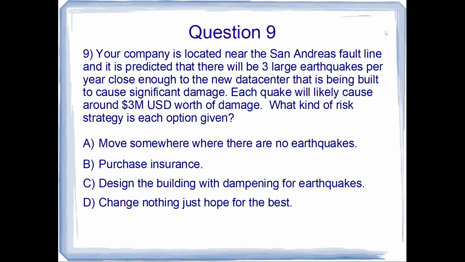Question 9. Your company is located near the San Andreas fault line and it is predicted that there will be 3 large earthquakes per year, close enough to the new data center being built to cause significant damage. Each quake will likely cause around $3 million worth of damage. What kind of risk strategy is each option giving? Move somewhere where there are no earthquakes. Purchase insurance. Design the building with dampening for earthquakes. Change nothing and just hope for the best. Maybe it won't affect us. We can hope.